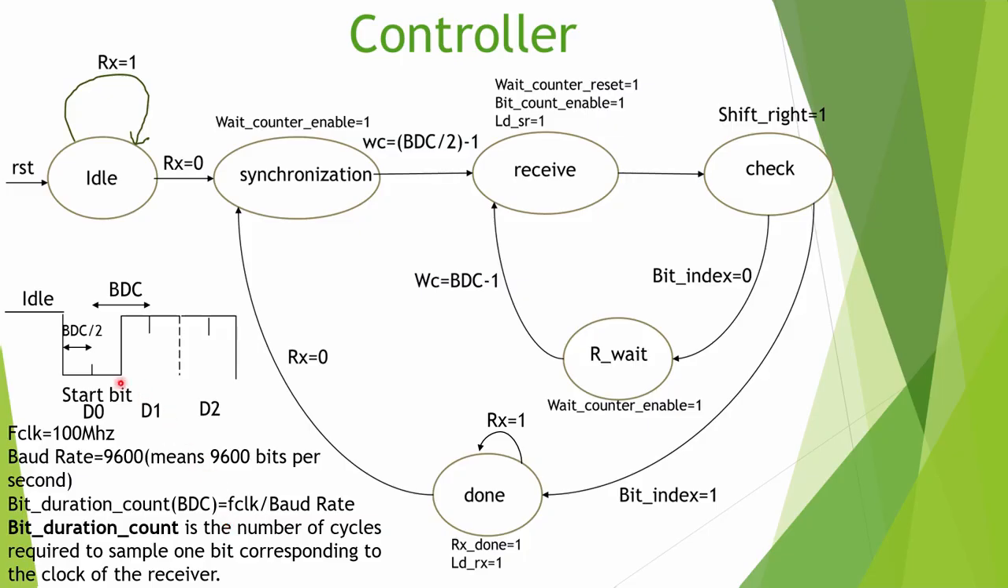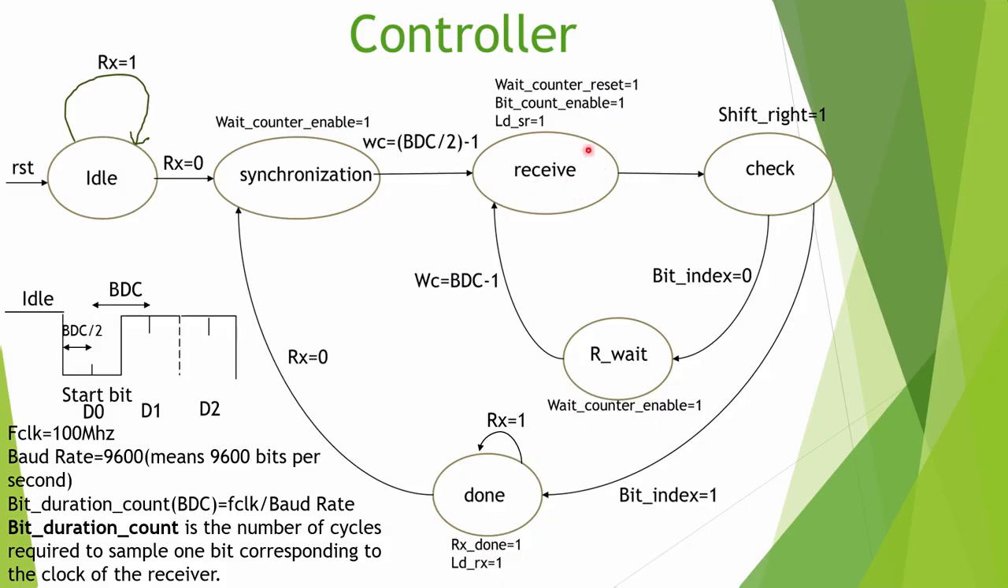So when the first start bit comes, the wait counter has to count till BTC by 2, and for the next bits it has to count till BTC. When the wait counter is equal to BTC by 2 minus 1, it will go to the next state, that is the receive state.